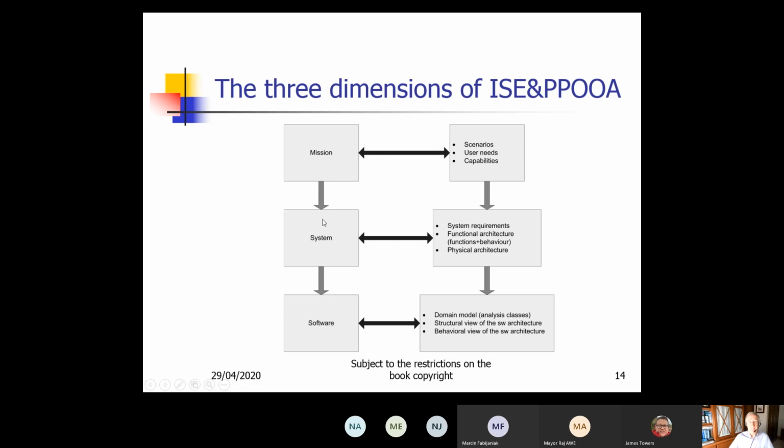We have the system dimension that is described by the requirements, the functional architecture, and the physical architecture. And we have the software dimension that is explained by the domain model, a structural view of the software architecture, and a behavioral view of the software architecture. I will explain these things briefly in the following slides.